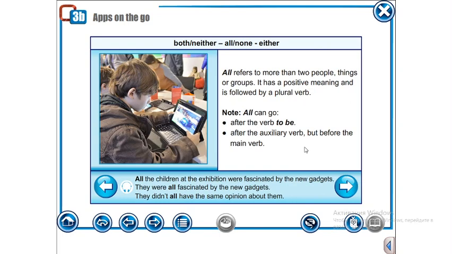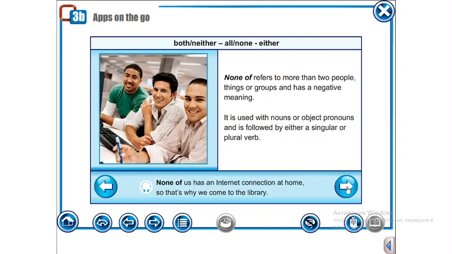All refers to more than two people, things, or groups. It has a positive meaning and it is followed by a plural verb. All can go after the verb to be, after the auxiliary verb, but before the main verb. All the children at the exhibition were fascinated by the new gadgets. They were all fascinated by the new gadgets. They didn't all have the same opinion about them. Look here, we can use all in positive and in negative sentences.